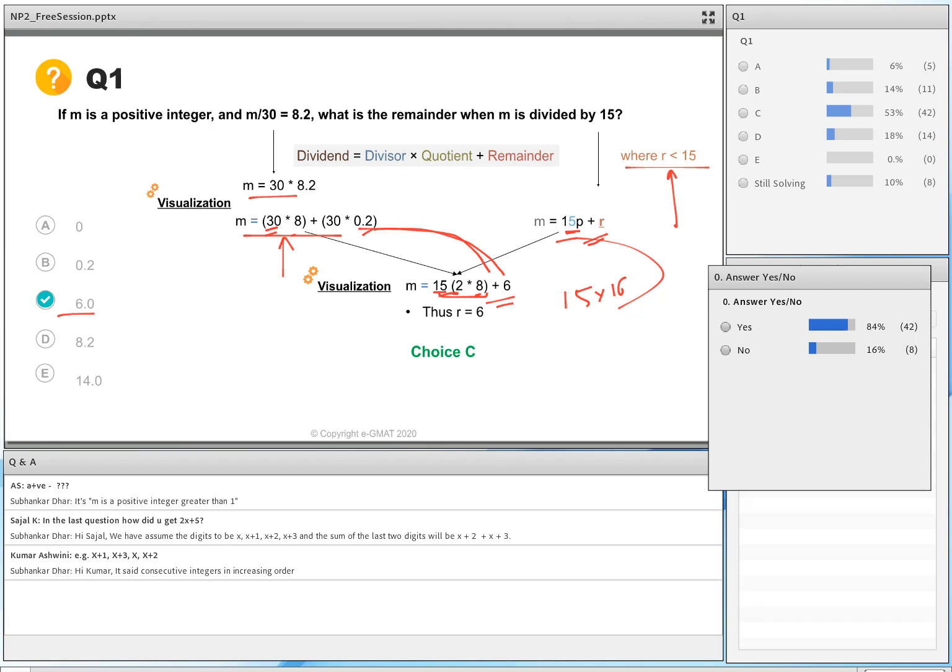Okay, if it's cleared, please turn your vote from a no to yes. That sounds perfectly great.